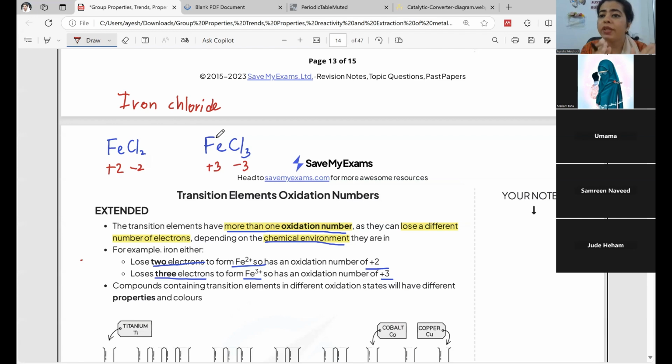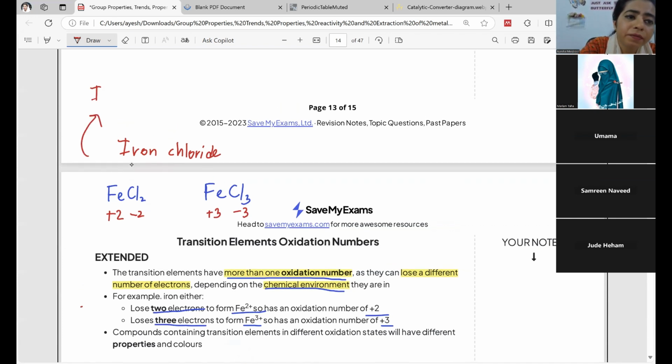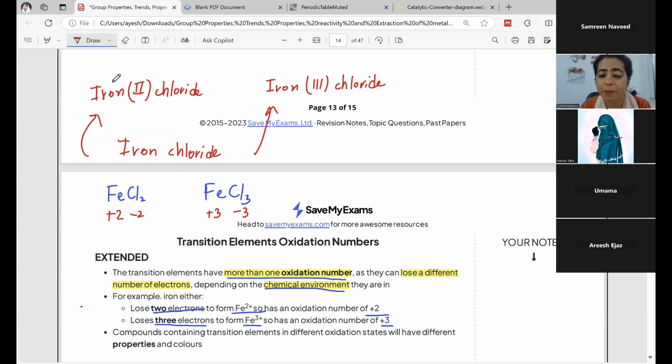Now to make a difference, we can add a number in the formula. For FeCl2, we can say it is iron, bracket 2 in Roman number, chloride. So this 2 in the bracket is telling you the oxidation state of this iron. It's +2. For FeCl3, we can name it as iron 3 chloride. Both are iron chloride, but iron 2 chloride means its oxidation state for iron is +2. For iron 3 chloride, we can say iron bracket 3 chloride. It is important. Why? Because if we just write iron chloride, we will not be able to identify whether FeCl2 or FeCl3 we have to use. Okay? Yes, Samri.